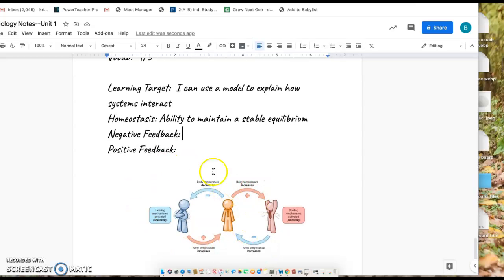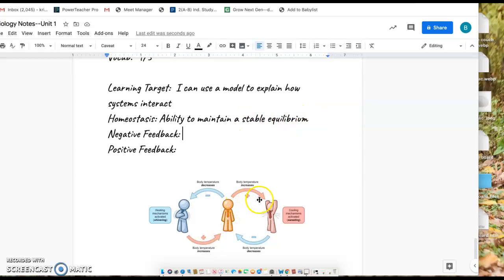If you look at this picture right here, we have our normal person, and then we have 2 situations. Our body temperature decreases. So think of you getting cold. Your body will start to shiver. It's creating a heating mechanism in order to warm up your body. Then your body temperature increases and it goes back to normal. So a negative feedback loop actually works to regulate or keep that stable equilibrium.